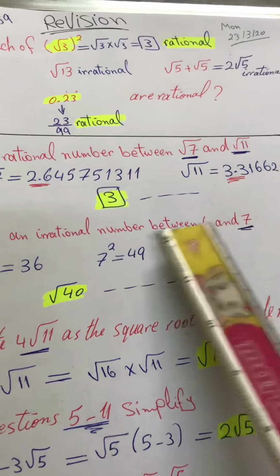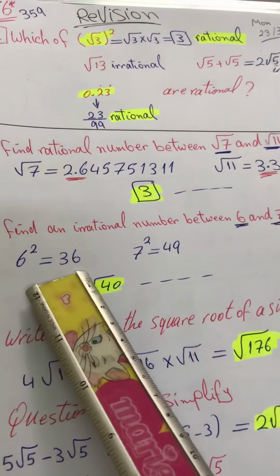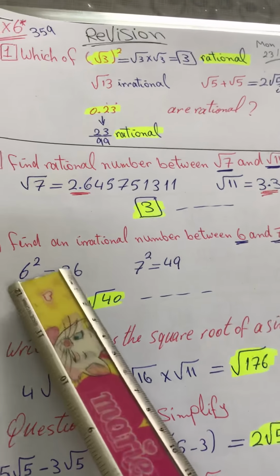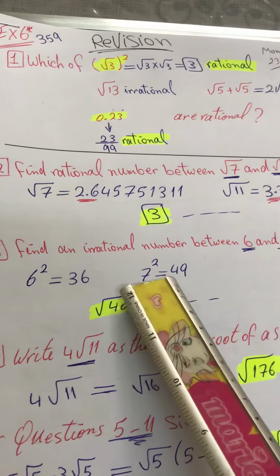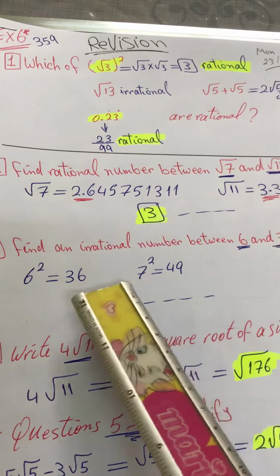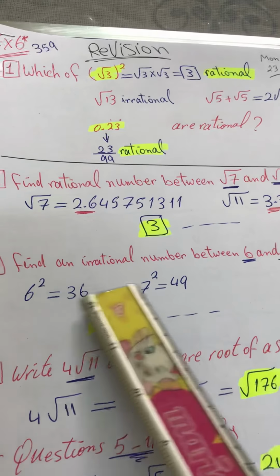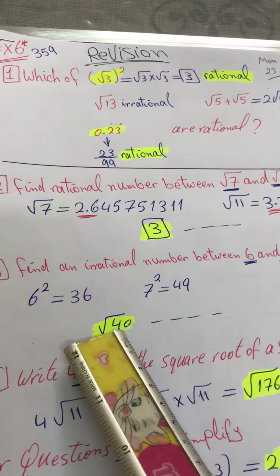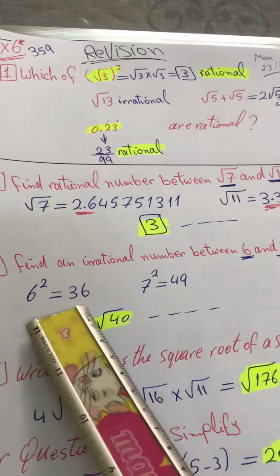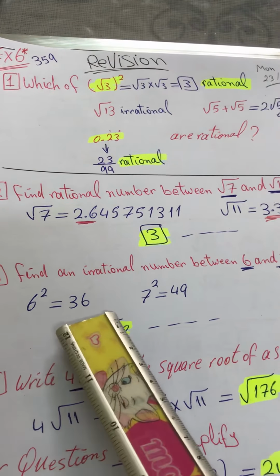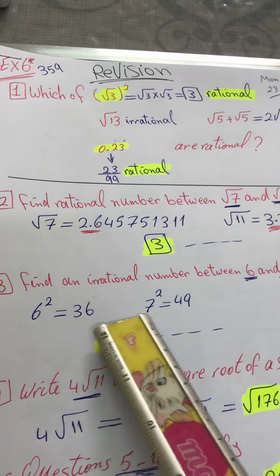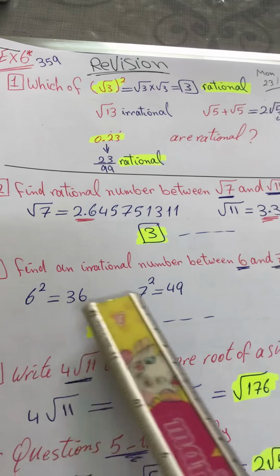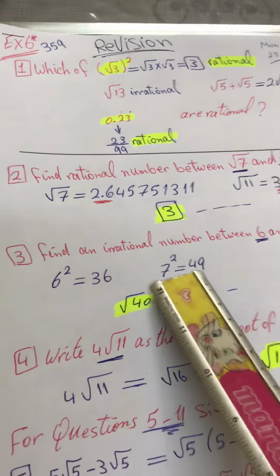I square both numbers. So 6 squared is 36, 7 squared is 49. I'll not take square root of 36 because it will give me 6. I'll not take square root of 49 because it will give me 7. So I'll take any square root between 36 and 49. I took square root of 40. Teacher, can we take square root of 37? You can. Square root of 38? You can. Can we take square root of 42? You can. But more than 36, less than 49.